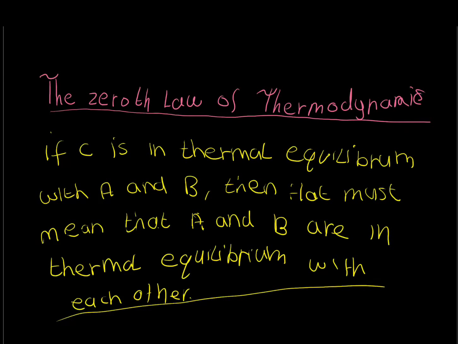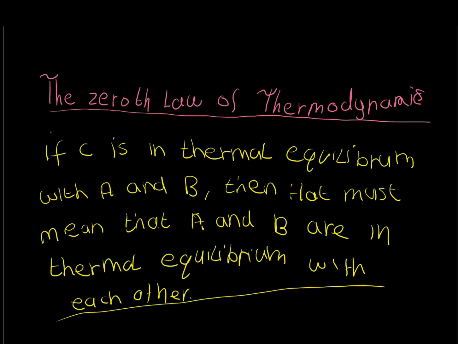So in this video, I'm going to talk about the zeroth law of thermodynamics. Altogether, there are 4 laws, starting from 0, 1, 2, 3. This is called the zeroth law because they thought of the first 3, then they realized this is the underlying factor which makes the other 3 possible.